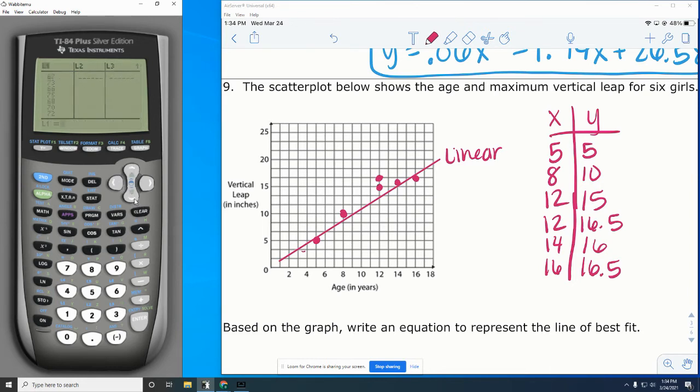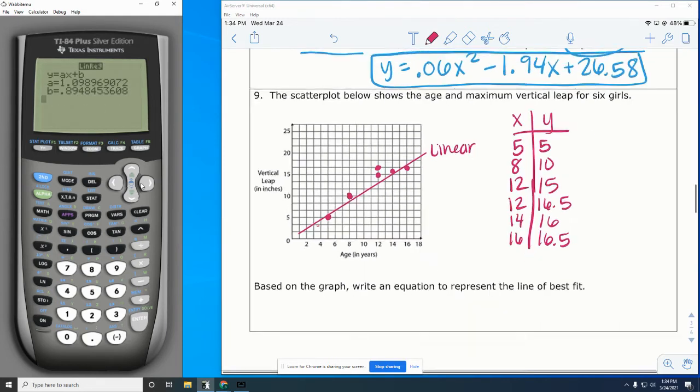Remember, if you ever want to get rid of everything in the list, you click clear. You never ever click delete when you have those lists highlighted. So I'm typing in my numbers. And I'm going to go StatCalc 4 because I can see from the dots it's pretty linear. And then if you see the word line of best fit, but it doesn't tell you what type of function, you assume linear. So y equals 1.10x plus 0.89.